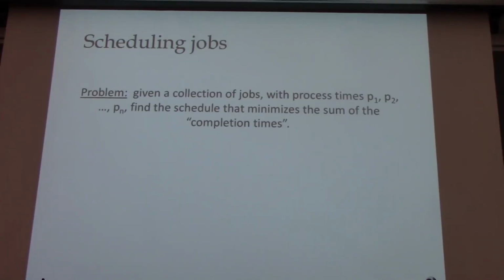Okay, so I wanted to give a different example, and this is of scheduling jobs. Suppose you have a machine, you have a collection of jobs. Scheduling is one of the classic problems studied in algorithms. Sometimes you have different machines, but in this case we just have a single machine. You are given a collection of jobs, jobs 1 through n, and job i has processing time p_i. Think of it as the length of a job.